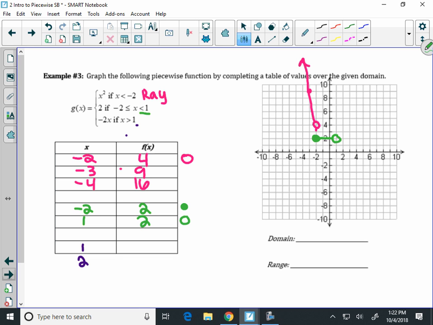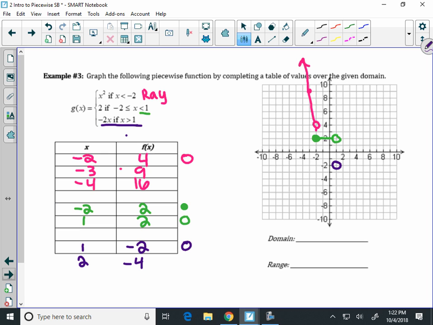Now we're on our last line. I have to do 2 points here to know where it goes. If I put 1 into that equation, what do you get? -2. If I put 2 in, what do I get? 4. What kind of dot goes at 1? It says greater than, so it'd get an open dot. So let's put an open dot at 1, -2.